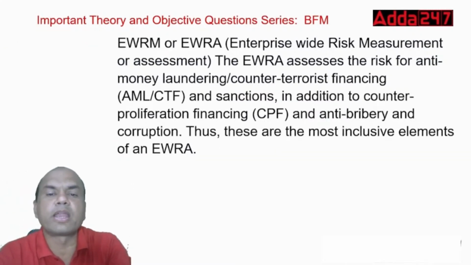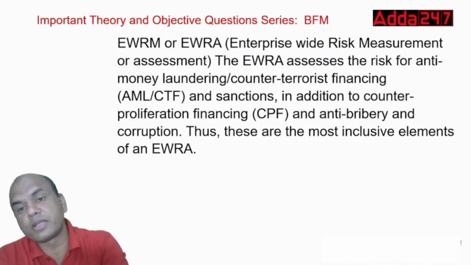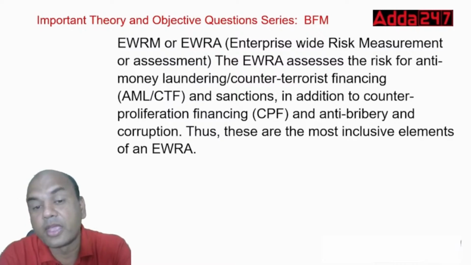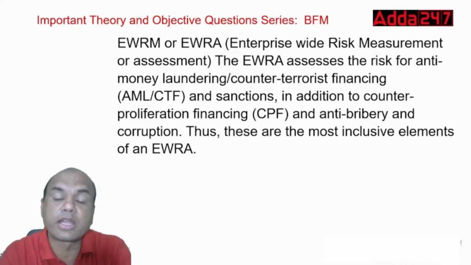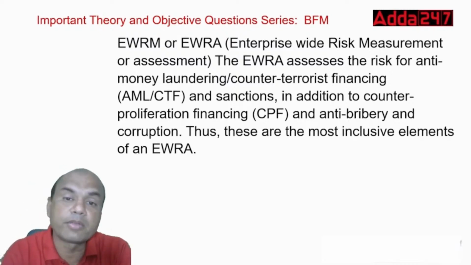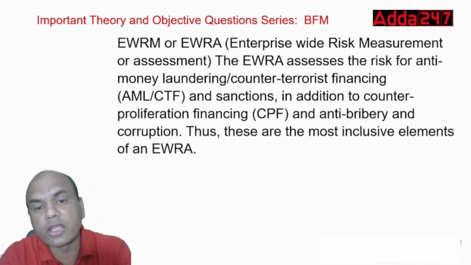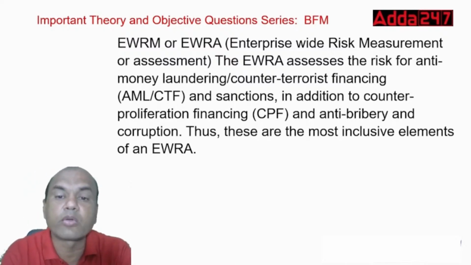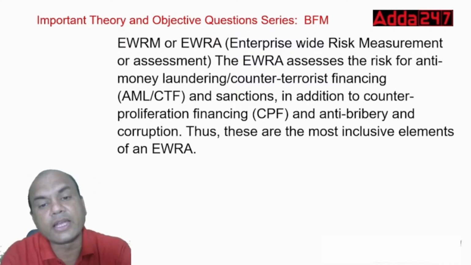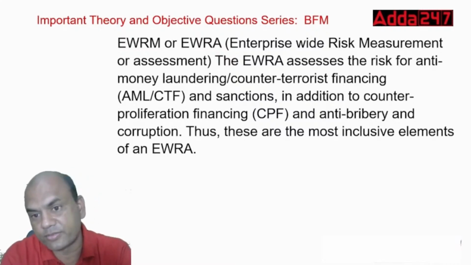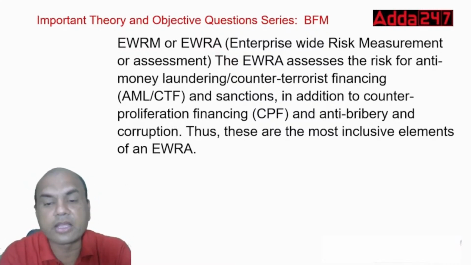What is EWRM or EWRA? What do you mean by this? Enterprise-wide risk measurement or risk assessment. Enterprise-wide means total, related to the enterprise, complete company-wise. EWRA or EWRM assesses the risk of anti-money laundering and counter-terrorist financing, meaning AML and CTF, and sanctions, in addition to counter-proliferation financing and anti-bribery and corruption.